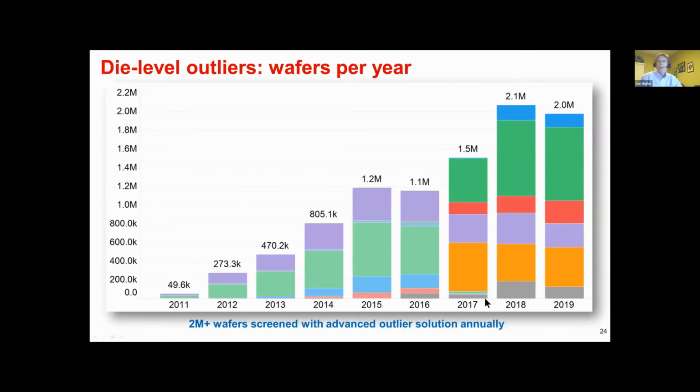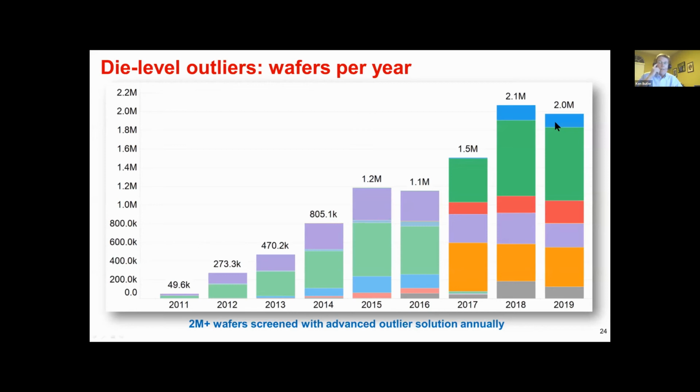And the outlier solution that we developed, which is our variant on location averaging plus a few other algorithms that we have in production, we started tracking this information in 2011, though we were working on it earlier. Since we started tracking it, there's been a huge explosion in the amount of material that we're running through the system, and we're now to the point that we're running 2 million wafers a year through this analytics solution.